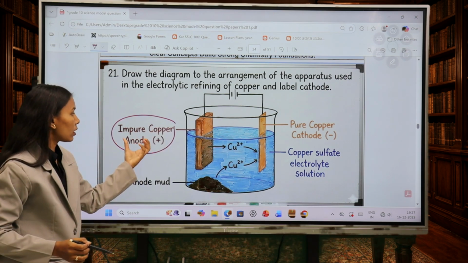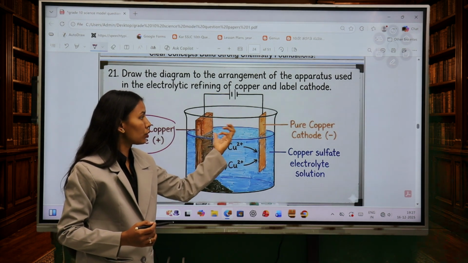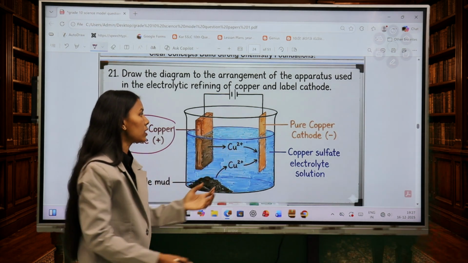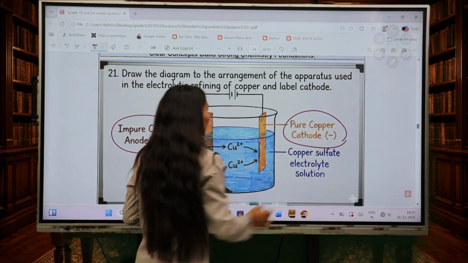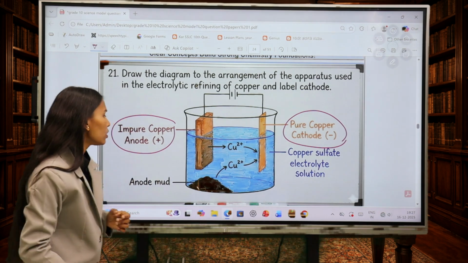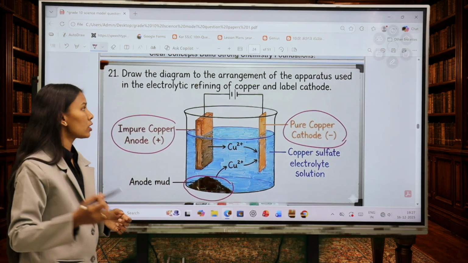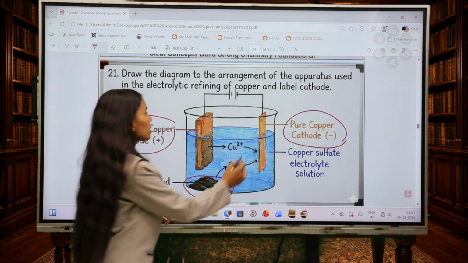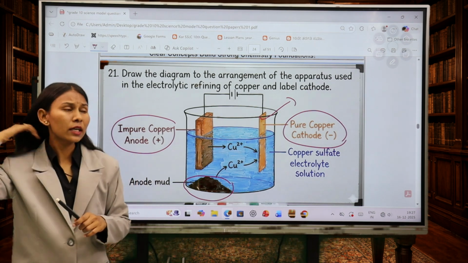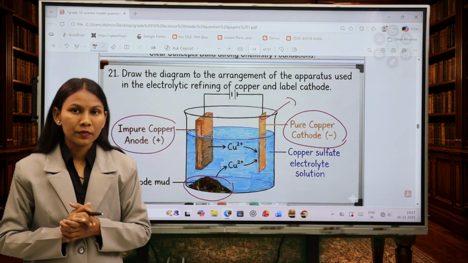anode is removed from this anode, dissolved, and taken to the cathode, that is pure copper is deposited at the cathode, and the remaining waste or impurities like silver and gold will be collected here as anode mud. So they told us to label the cathode. This is the cathode, the electrode which is connected to the negative end of the battery. Understood?